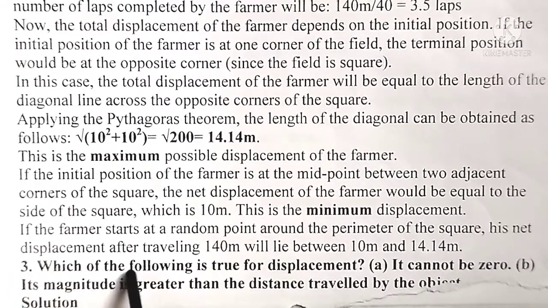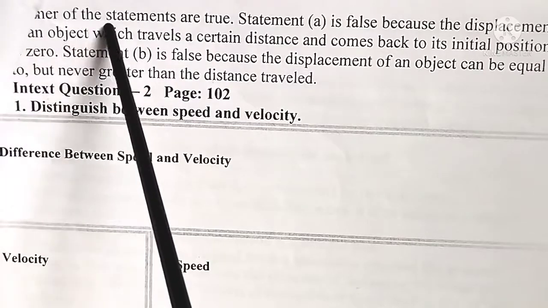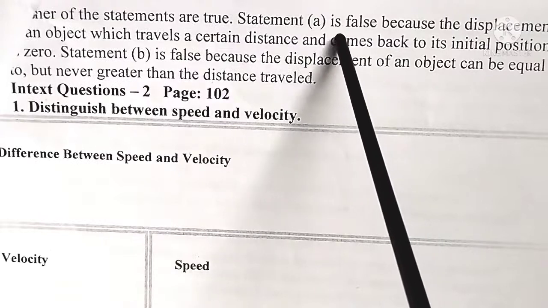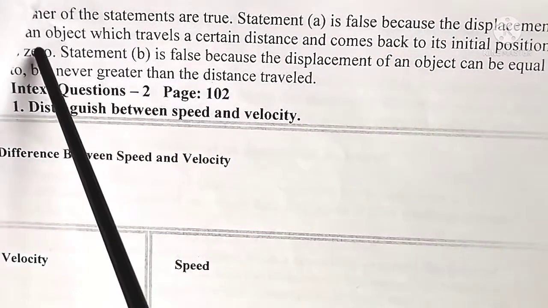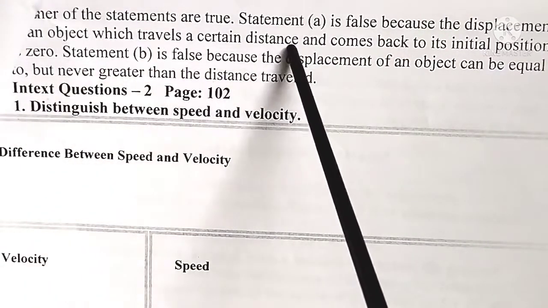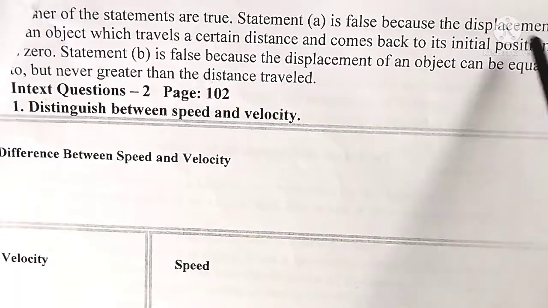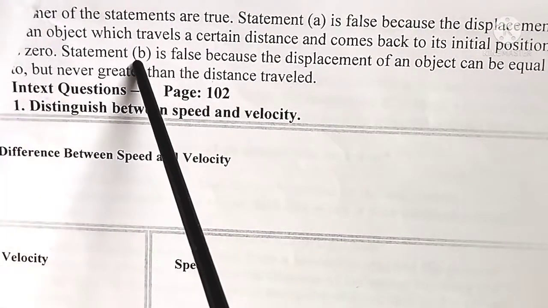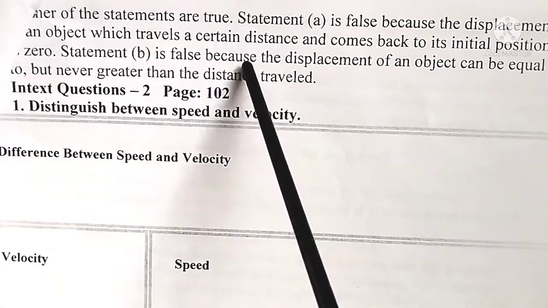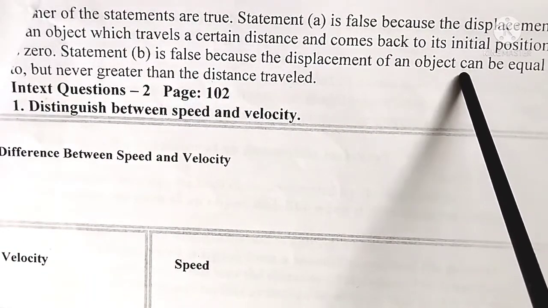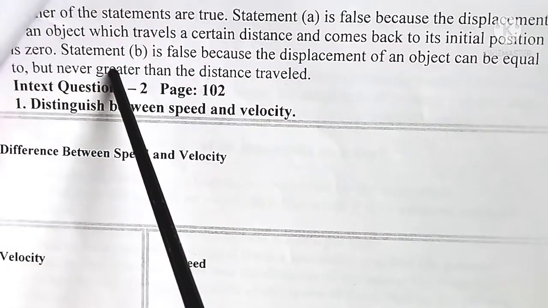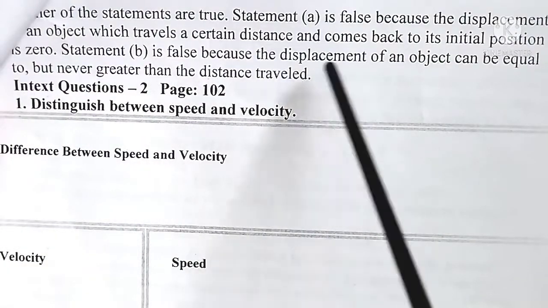Third one, which of the following is true for displacement? One, it cannot be zero. Two, its magnitude is greater than the distance traveled by the object. Solution. Neither of the statements is true. Statement 1 is false because the displacement of an object which travels a certain distance and comes back to its initial position is 0. Statement 2 is false because the displacement of an object can be equal to but never greater than the distance traveled.